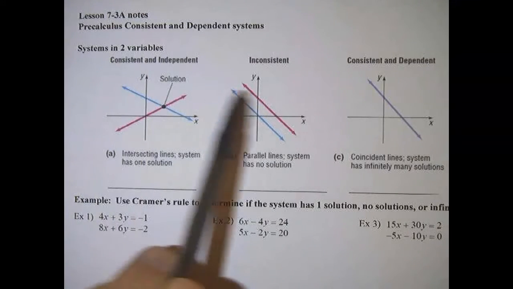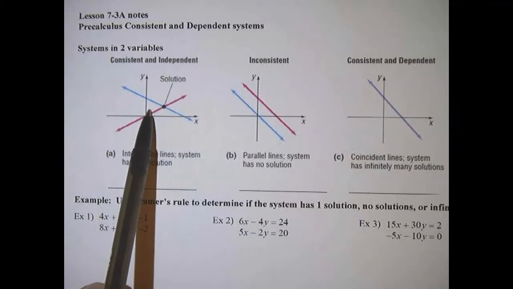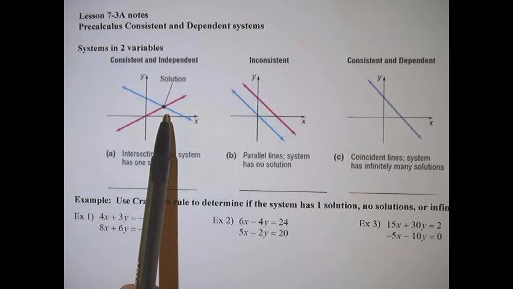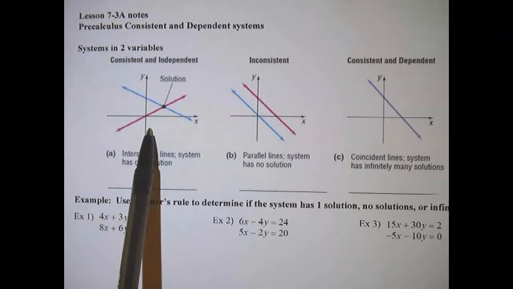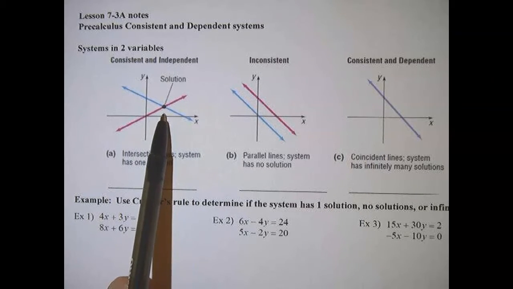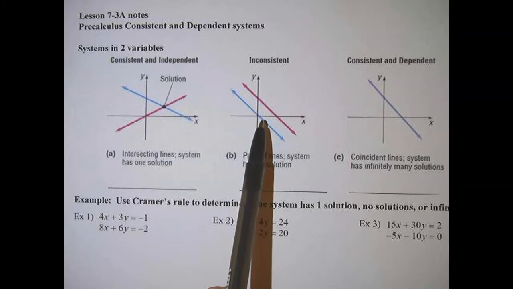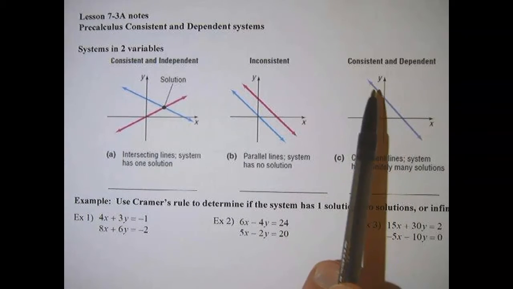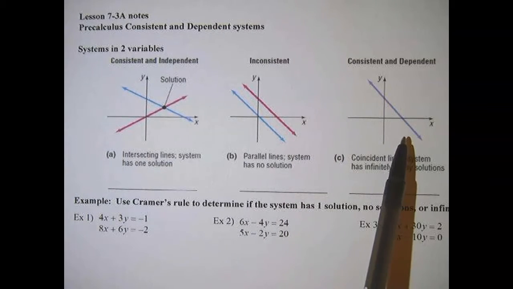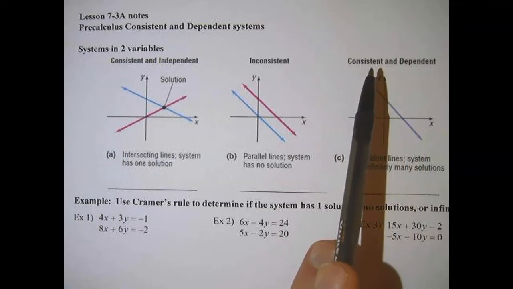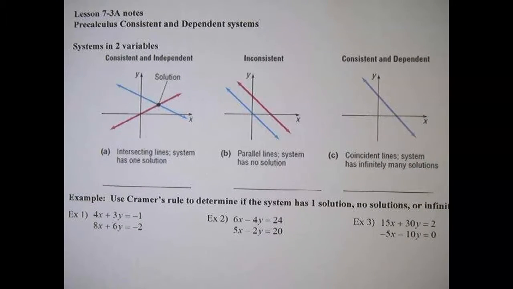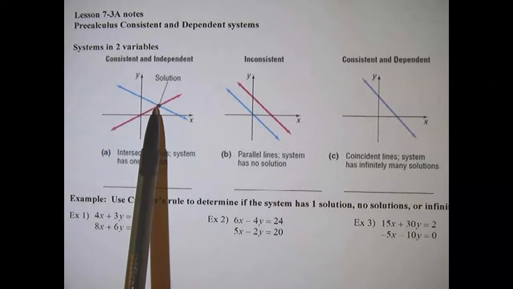We're looking at three different situations with systems, and we have already seen all these before Cramer's rule. We have two linear equations that intersect at one point. That's considered consistent and independent. We have parallel lines, which would have no solutions, and that's considered inconsistent. And then we have two lines that are actually the same, right on top of each other, and that's considered consistent and dependent. So what we've done so far with Cramer's rule is find the intersecting ones.